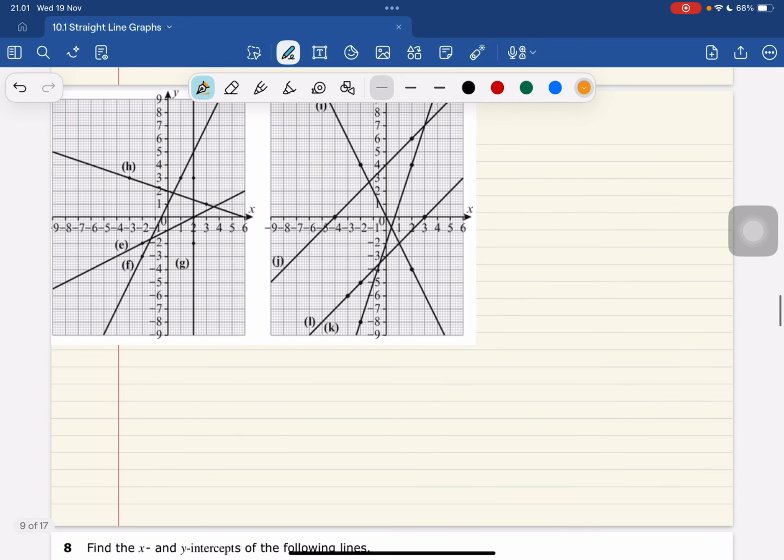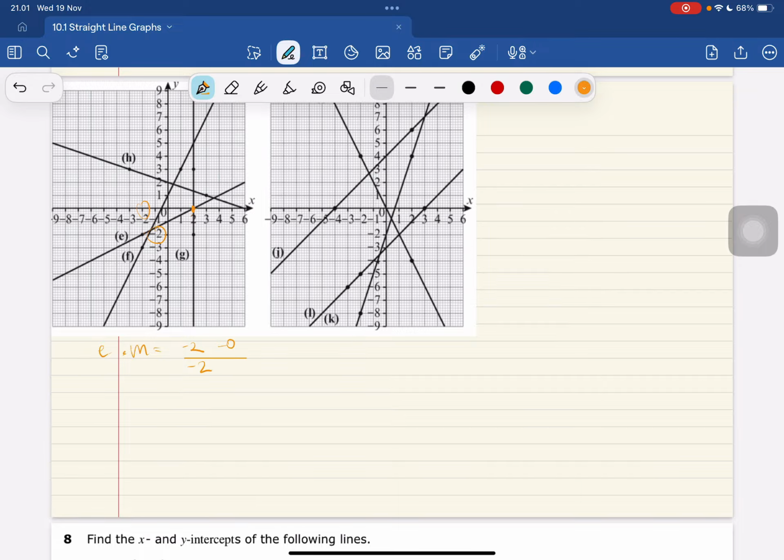Okay, here for E. First, we always find the gradient. Let's use this point, y equals -2 and x equals -2. Then we will use another point, when y equals 0 and x equals 2. So this is -2 divided by -4, so the gradient is 1 over 2. We write it into the formula: y equals 1 over 2 x, and the y-intercept is -1.